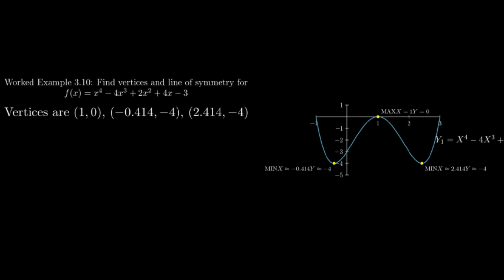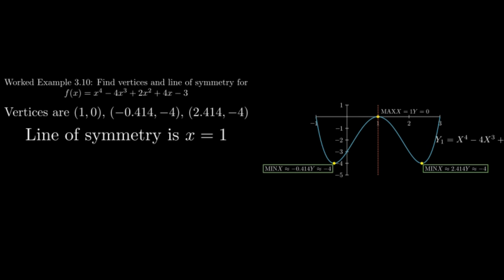Look at the graph and the coordinates of the vertices. Notice that the two minima occur at the same y value, -4. The local maximum at (1, 0) is exactly halfway between them horizontally. This suggests a vertical line of symmetry passing through the maximum point. The equation of this line is x equals 1.